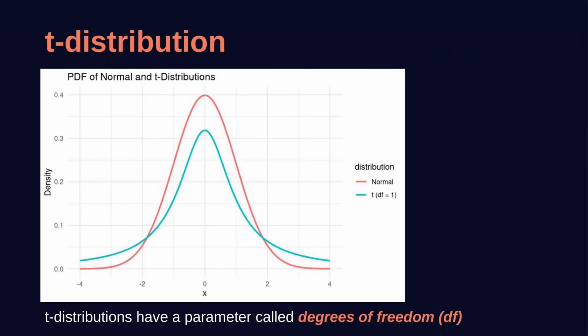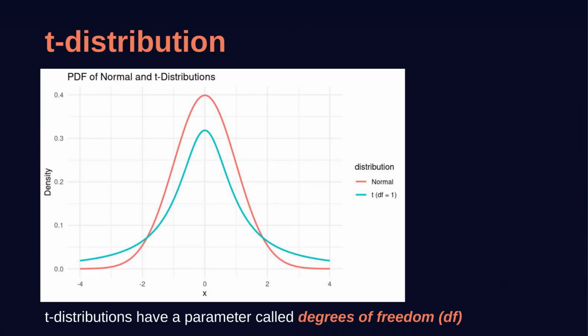Before calculating the p-value for the t-statistic, let's first look at a t-distribution. Just like z-statistics follow a normal distribution, the t-statistic follows what's known as a t-distribution. This type of distribution has a parameter called degrees of freedom, often shortened to df. On this plot, the blue curve shows the probability density function of a t-distribution with just 1 degree of freedom. The red curve shows the PDF, or the probability density function, of a normal distribution.